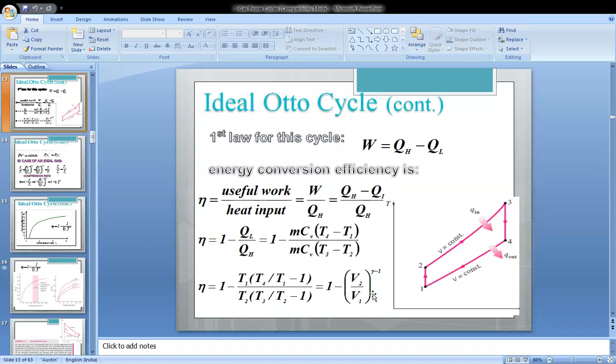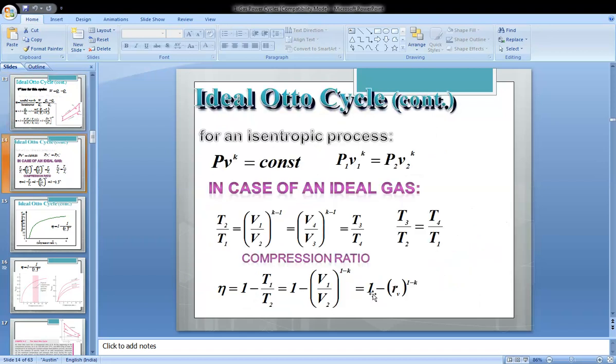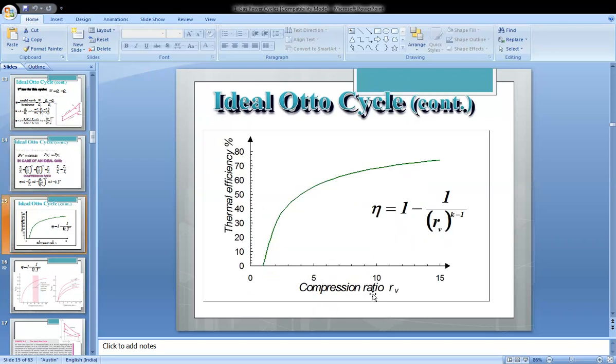Suppose heat is added in a constant volume operation. We eliminate the proportionality constant and replace it with the specific heat at constant volume, that is C suffix V. Finally, we simplify the equation, and in terms of the volumes and compression ratio, the efficiency is 1 minus V2 by V1 to the power gamma minus 1, for the isentropic operations in ideal gases, where r suffix v is the compression ratio, and this is the thermal efficiency.